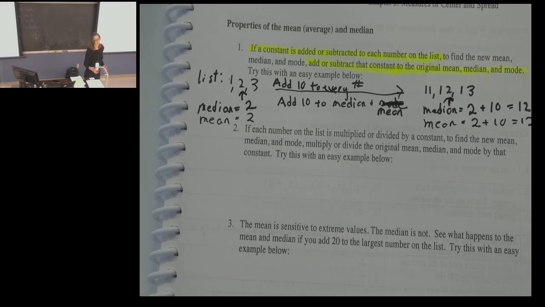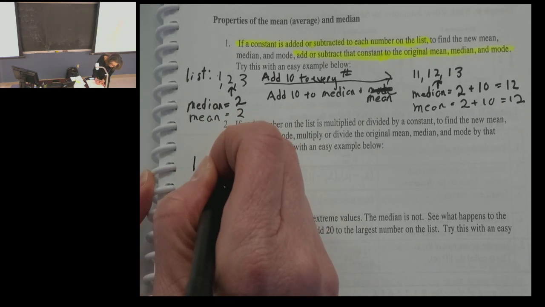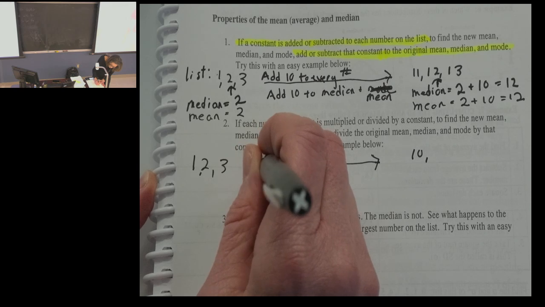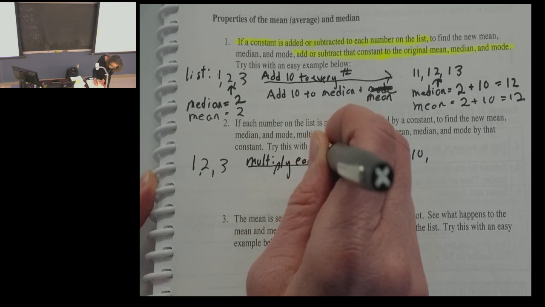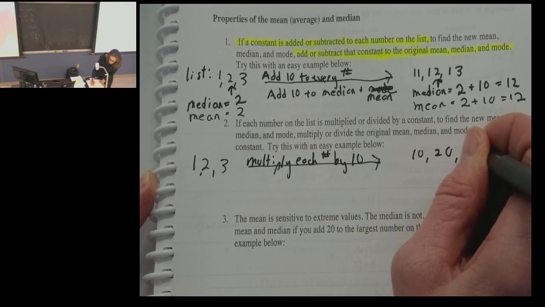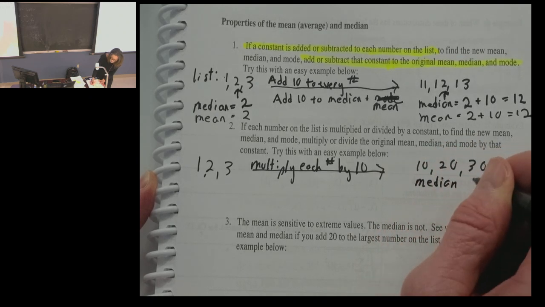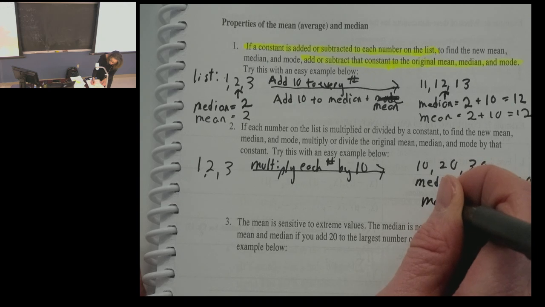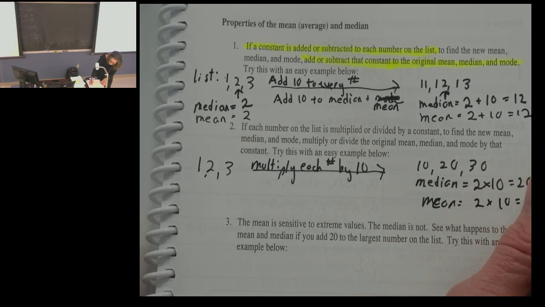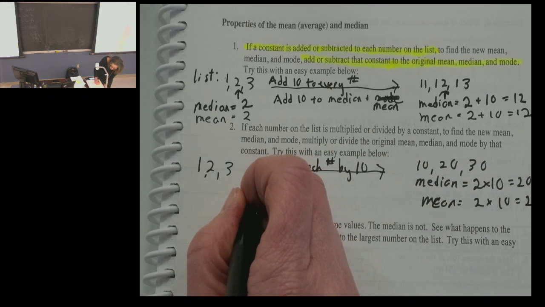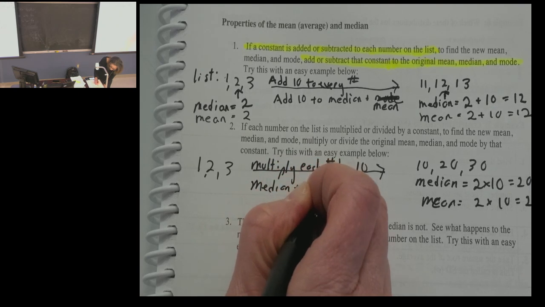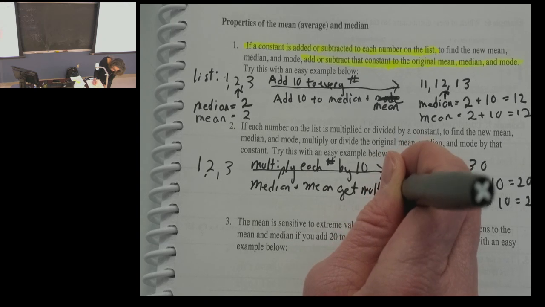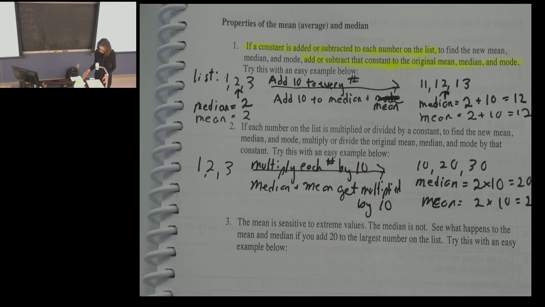So what happens if you multiply each number by 10? We'll do the same list, 1, 2, and 3, and now we're going to multiply. So what do we get? We get 10, 20, and 30, and you can see that the median is just the original median, 2, multiplied by 10, which is 20, and same with the mean. So both the median and the mean get multiplied by 10. All right, let me zoom out a little bit.